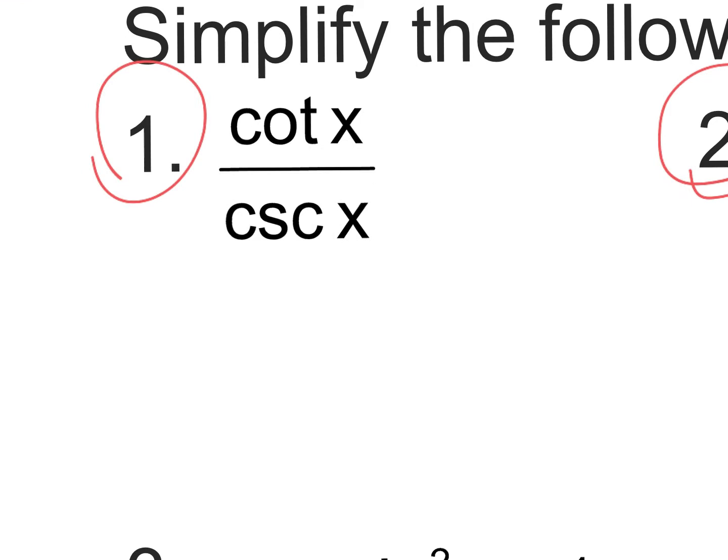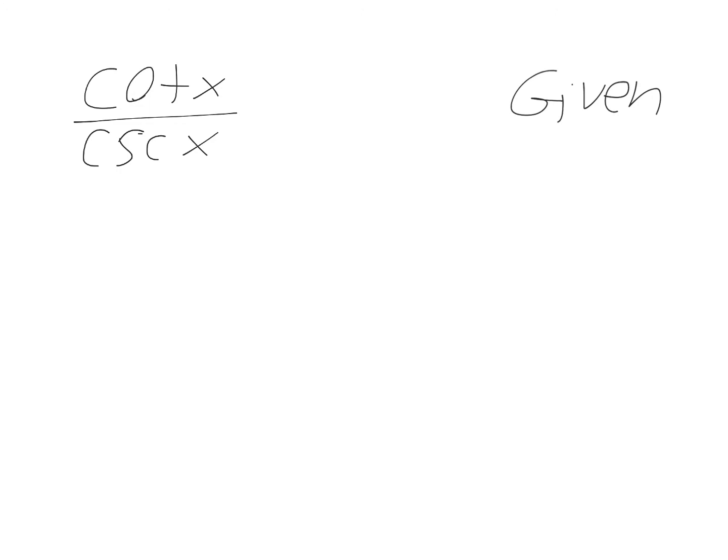Cotangent of x divided by the cosecant of x. So, zooming in to give myself a lot of room. Let's start off with what's given to me. The cotangent of x divided by the cosecant of x. And that's just given. That's the problem as it's set up. Now, I want to substitute things that I can work with. Ideally, I want to move things into sines and cosines if I can. Or if not, I at least want to get rid of any sort of fractions.